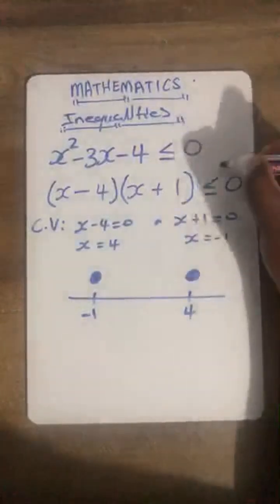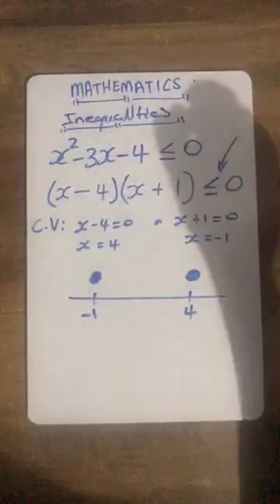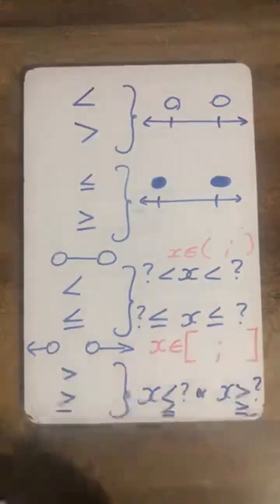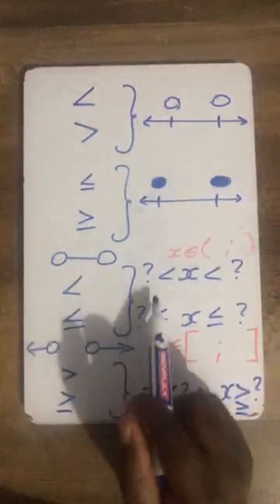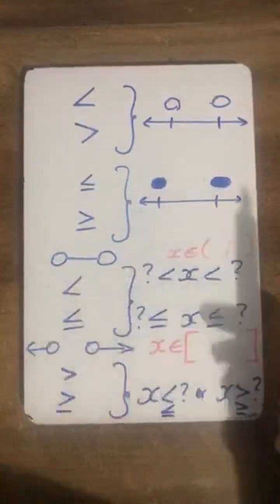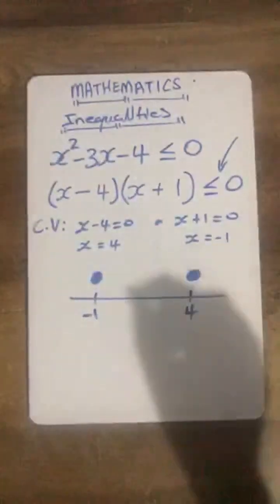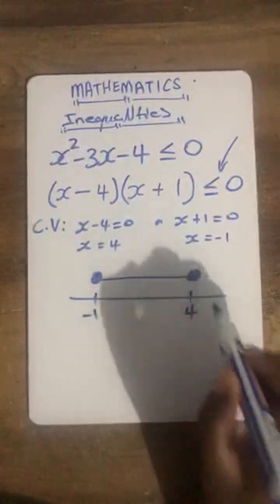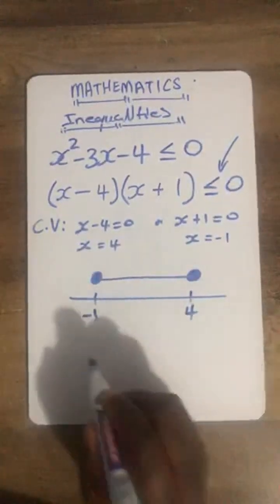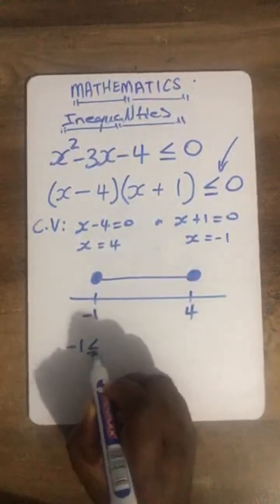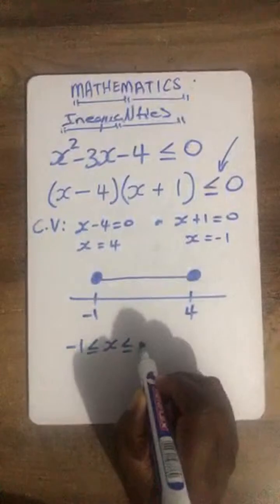You look at that inequality sign. Is it less than or greater than? Then you come back to this, and you realize that it is the one of less than. That means for less than, this is how you represent your final answers. So it is the one where you join this. And the moment you do that, it means your final answer you can represent as negative 1 less or equals x, less or equals 4.